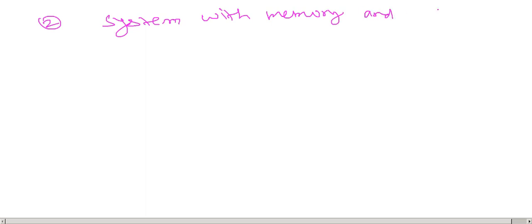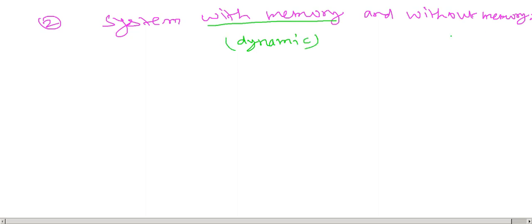Now another classification is systems with memory and without memory. The with memory system is also known as a dynamic system, and the without memory system is also known as a static system.